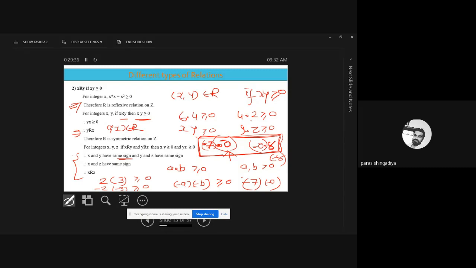If both have the same sign, then it is greater than equal to 0. If you consider -7, 0, then it is obvious 0 there. Clear? But we need to consider greater than equal to 0. We need answer greater than or equal to 0. So that's our value.